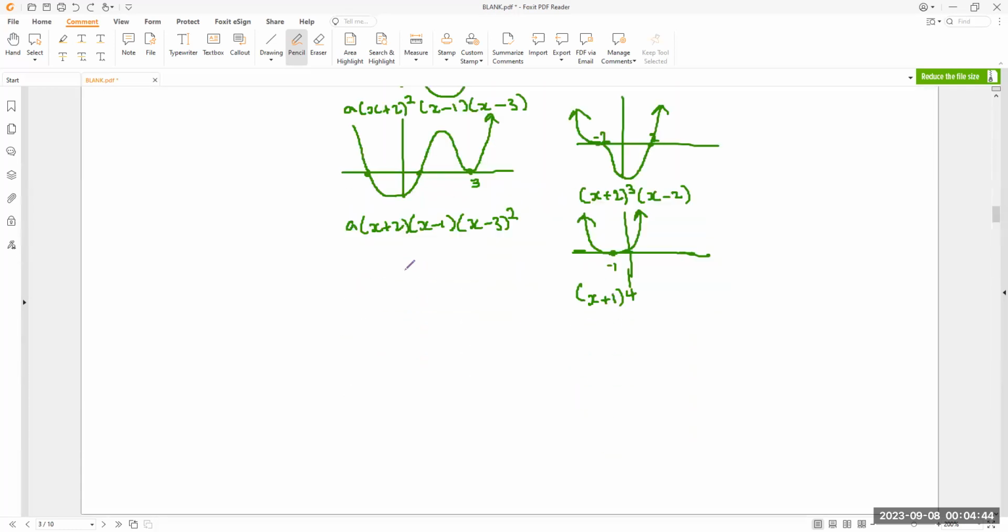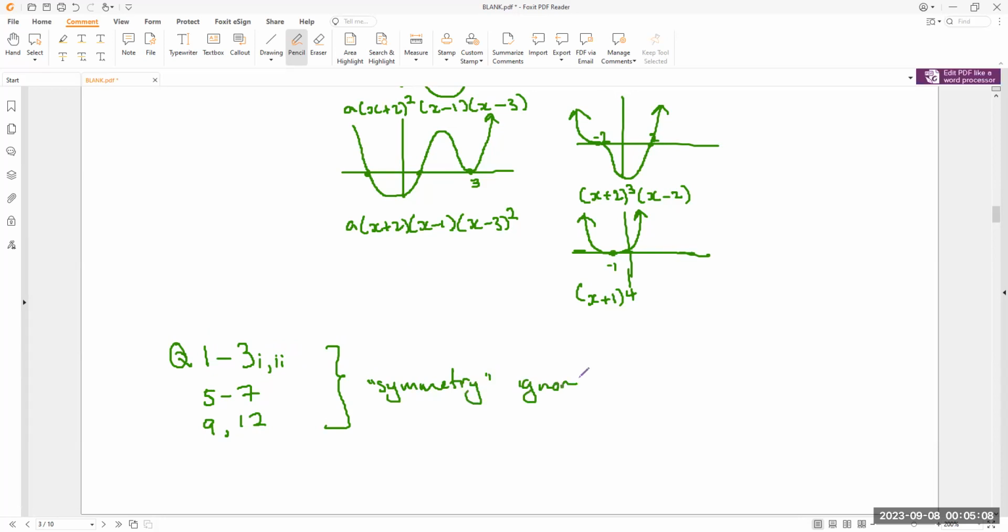Okay. For weekend homework, I'm going to ask you to take a look at the textbook questions, the sheet. Questions 1 to 3, don't do triple I, just do 1I and 2I. Numbers 5 to 7, 9, and 12. Any questions that have the word symmetry on it, ignore. I'm going to go into some algebra of symmetry when we come back later.